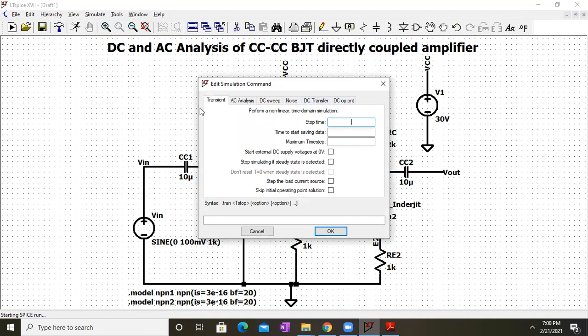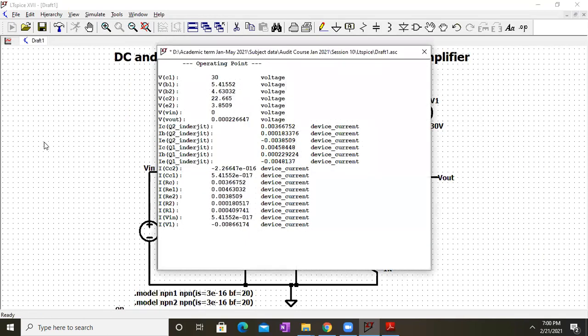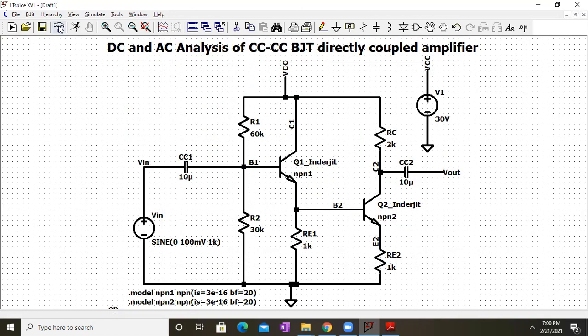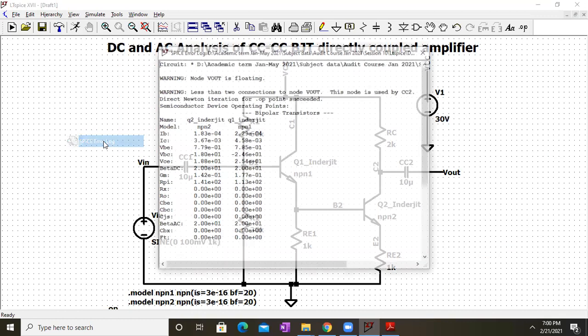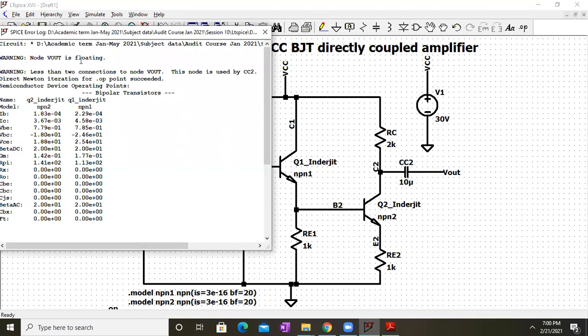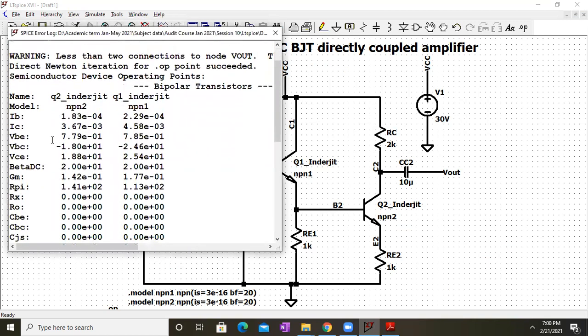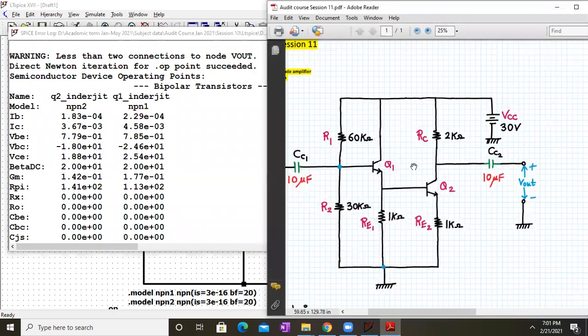It will ask which simulation command to select. Select DC operating point and click OK. The moment you select DC operating point, you will get one window. You can close that window and open another window. Go to view and click on spice error log. I repeat, go to view and click on spice error log. Here we have all the transistors ready for both the models. Now let us check these DC parameters one by one.